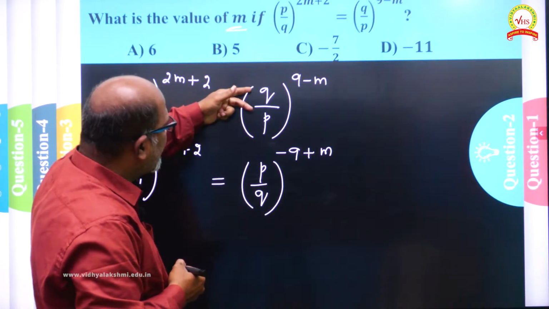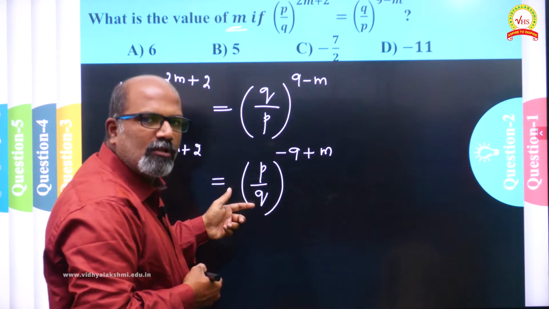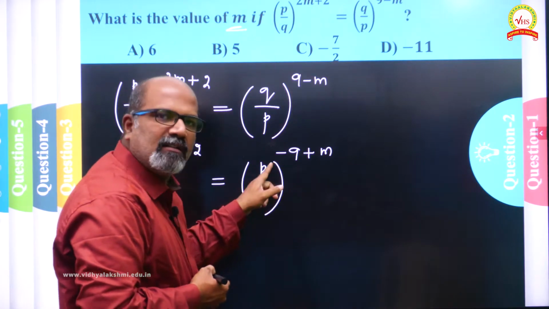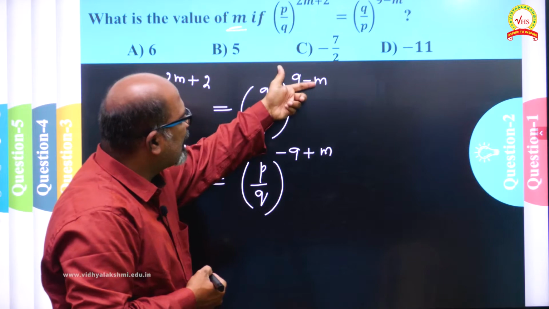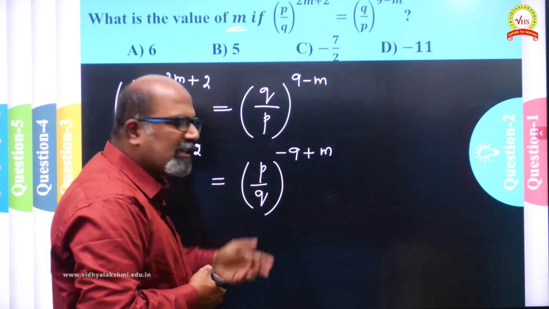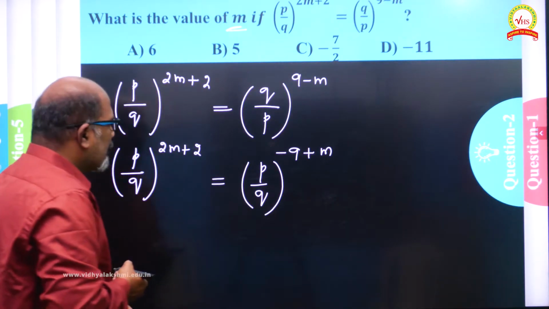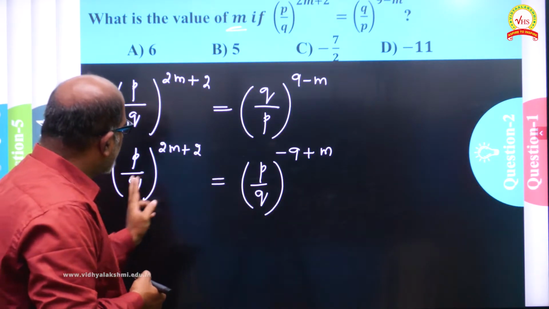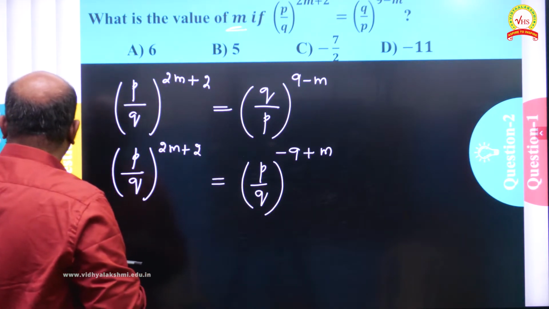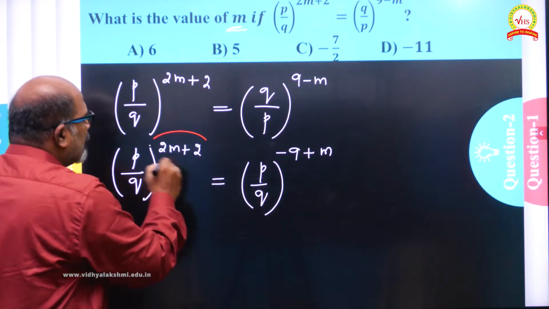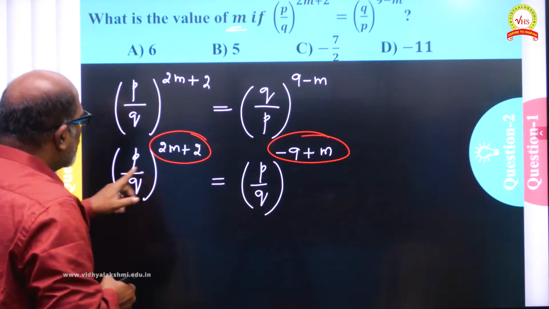See, this q by p, I am making into its reciprocal. That is, I am writing it in the form of p by q. Because of that, I am changing the sign in the exponent. That is, this 9 I am taking as minus 9 and minus m becomes plus m, and it is from the rule of negative exponent. Now you can see that both sides have the same base, p by q. So I can now compare the exponents on both sides. The exponents we have are 2m plus 2.